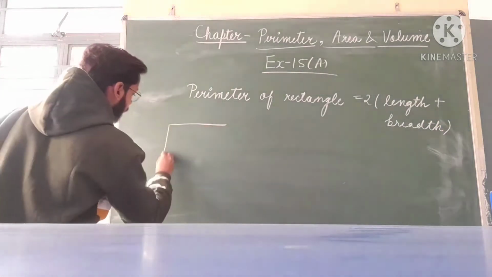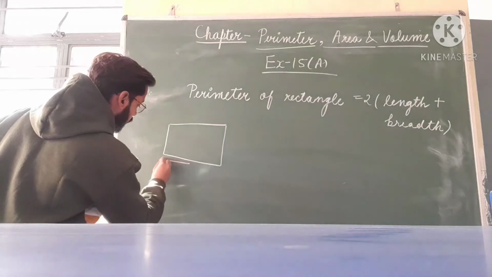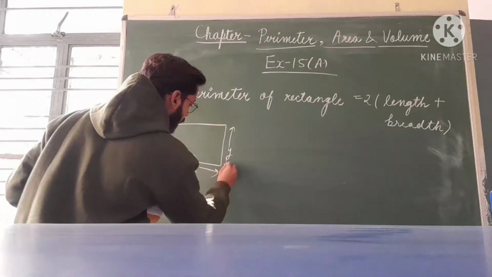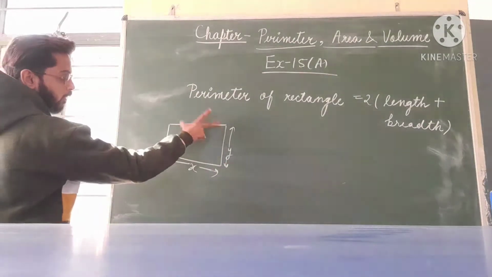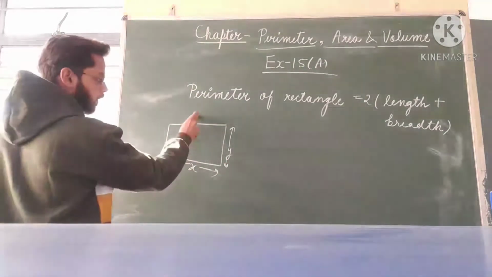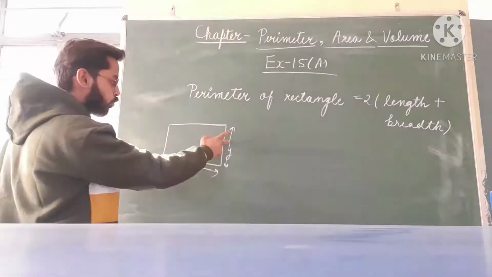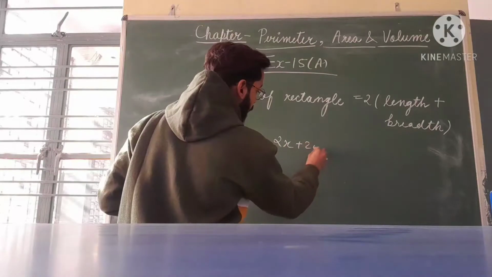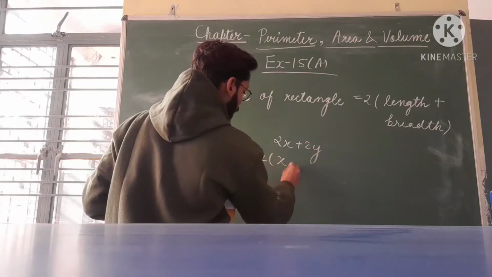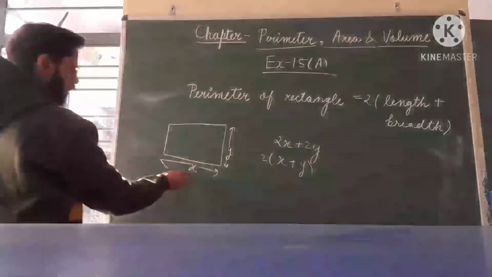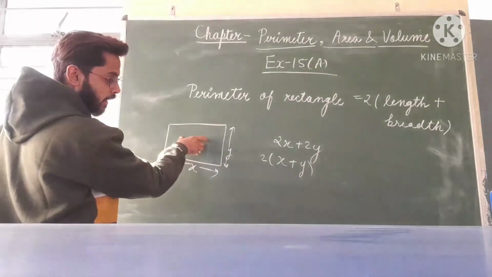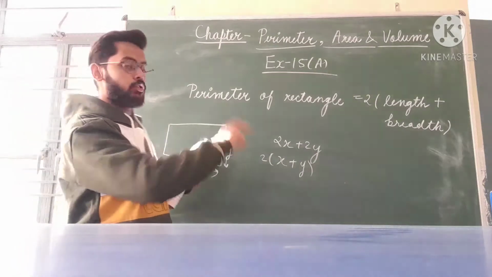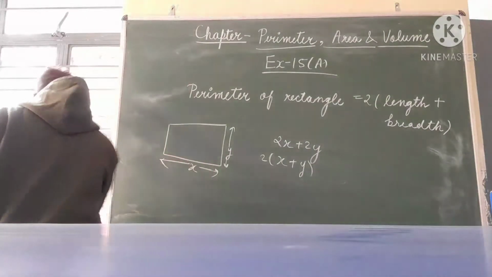As you can see from the figure, suppose this length is x and this length is y. In a rectangle the opposite sides are equal, therefore x plus x equals 2x and y plus y equals 2y, and this all is 2x plus 2y. By taking 2 as common, we get 2 times (x plus y). Here we consider x as the length of the rectangle and y as the breadth of the rectangle. So we get the formula: perimeter equals 2 times (L plus B).